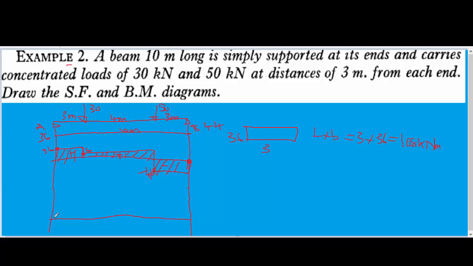So I'll move to this point and draw. Since it's a point load to the rectangle, it will be in the form of a triangular shape. It's slanting upward. So I'll write my 108 at this point.